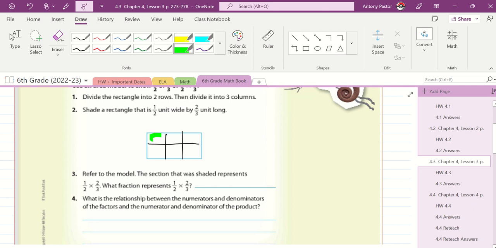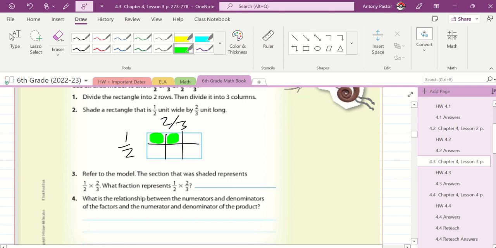1/2 unit wide, 2/3 unit long. That would be there. That's weird. It's 1/2 times 2/3. Yeah, I'm not a big fan of these ones, because our answer again should have been 2/6. Oh, I know what they're saying.